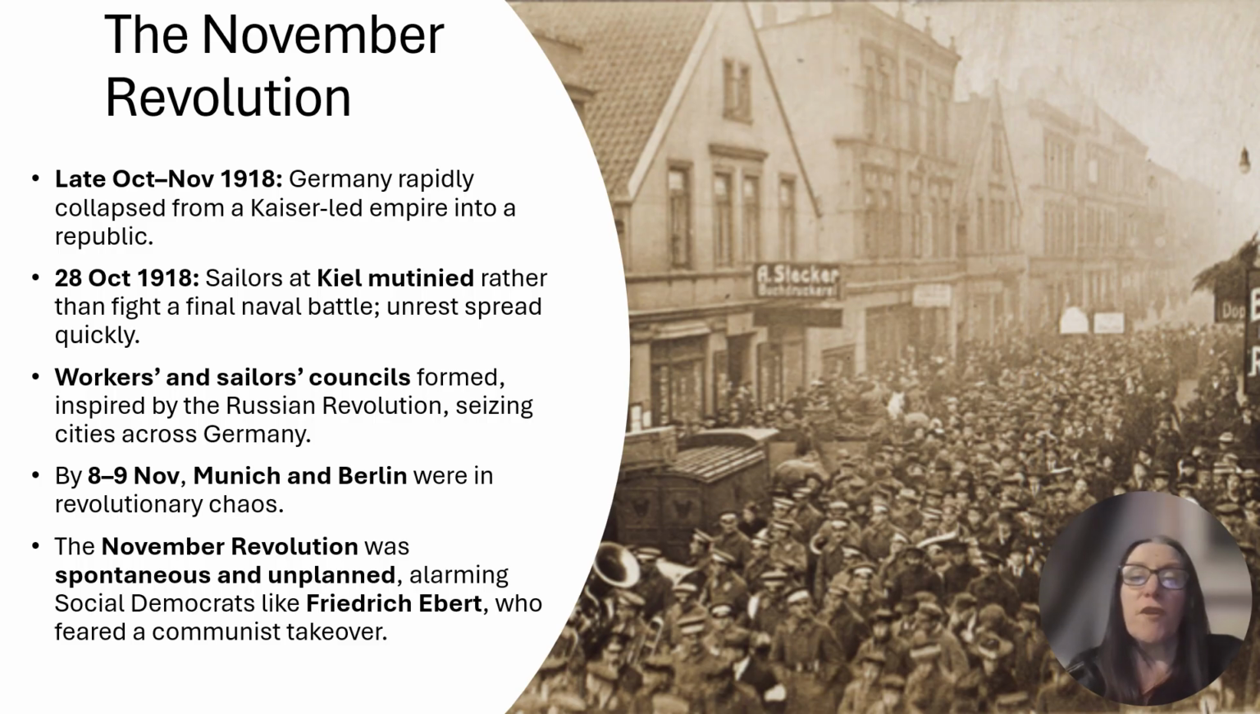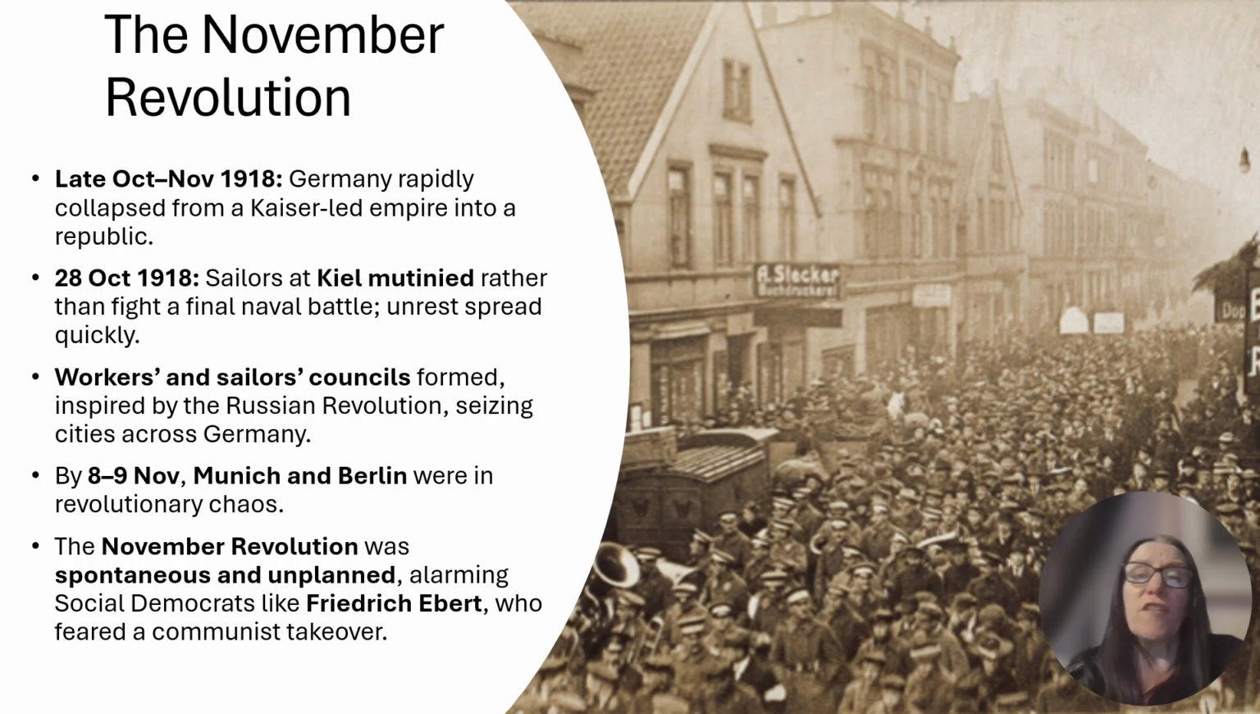The sailors refused. They mutinied. They had not survived 4 years of war to die in a pointless last stand, and the mutiny spread instantly. Sailors and workers began forming revolutionary councils, inspired by what they'd heard about the Russian Revolution of 1917, where workers had overthrown the Tsar and taken power.